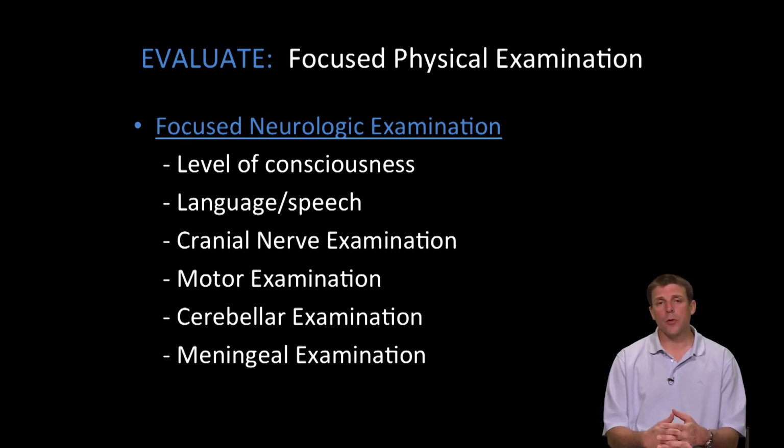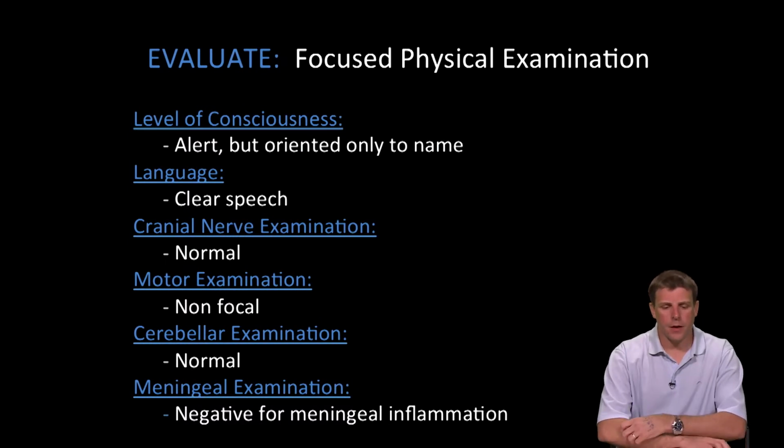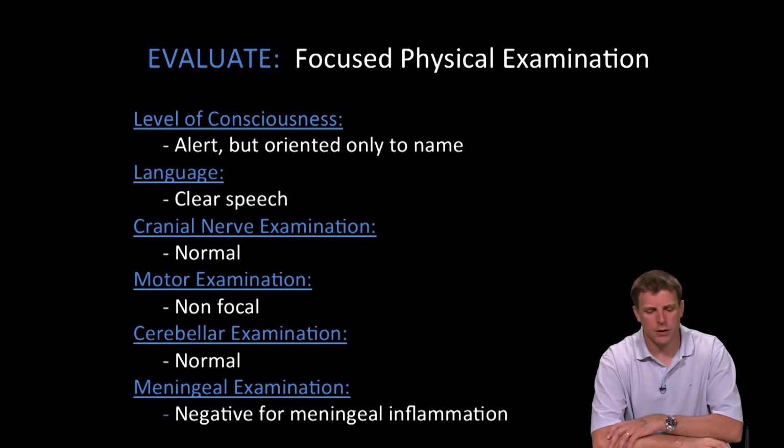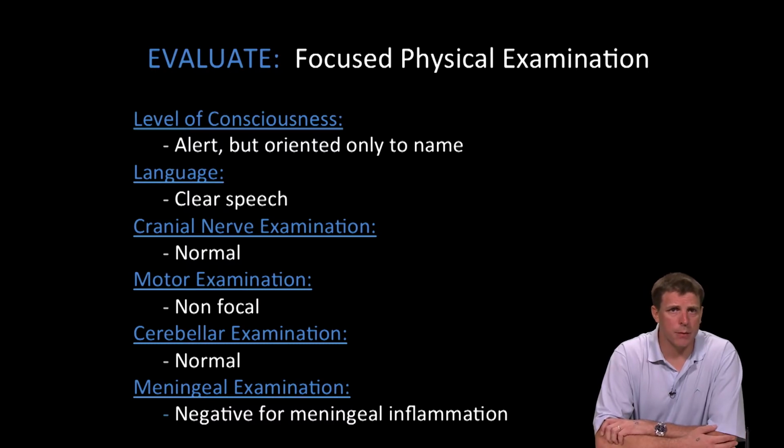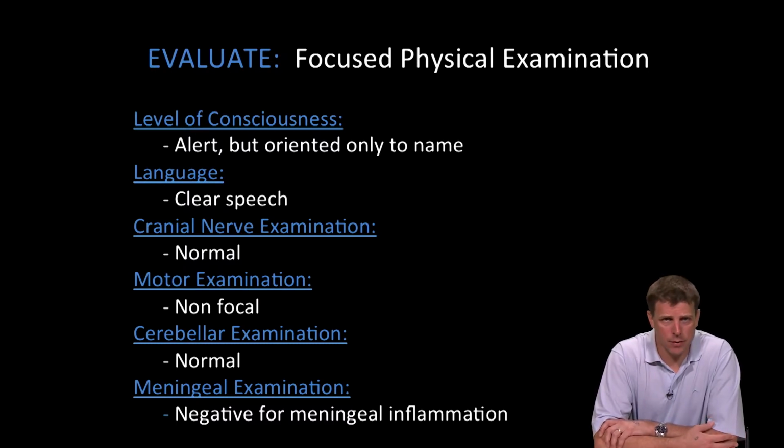All right? Now, the sensory examination is also a very important part of the physical exam, but very difficult to do in a patient who is confused and unable to respond to you appropriately. So in this case, we assess the patient. The neurologic exam reveals the patient is alert, but as we've seen, only oriented to his name. The patient does have clear speech, although again confused. The cranial nerve examination is normal, as is really the rest of the focused neurologic examination. The motor exam, the cerebellar exam, and the meningeal examination all appear to be normal.